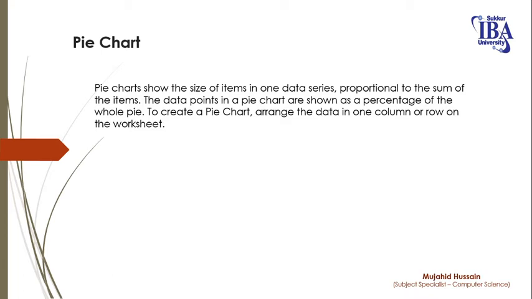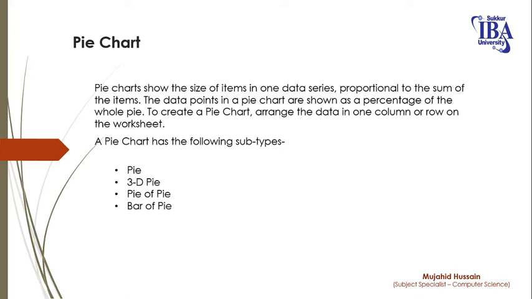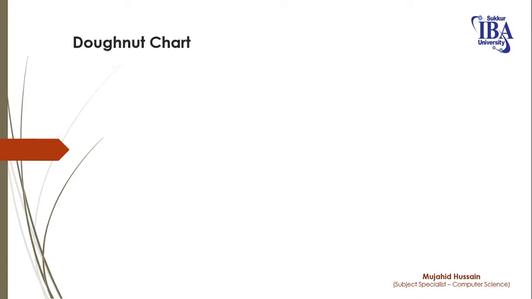To create a pie chart, arrange the data into a column or row on the worksheet. A pie chart also has 4 subtypes: pie, 3D pie, pie of pie, and bar of pie.